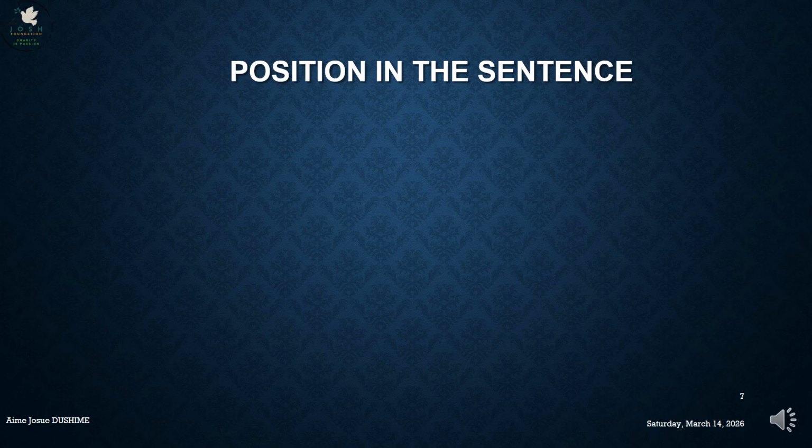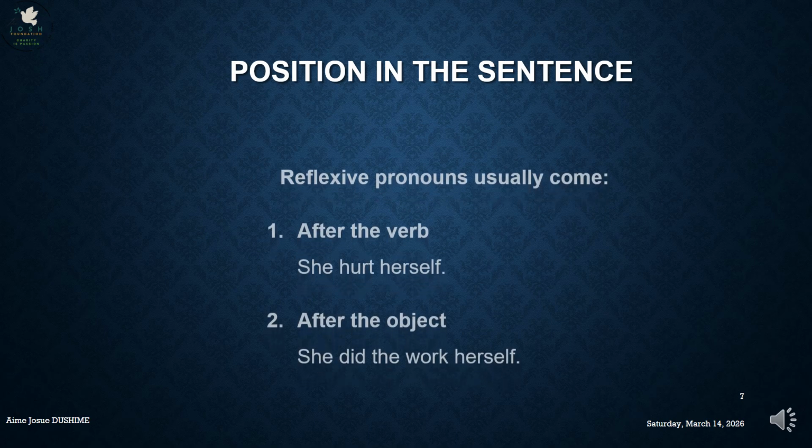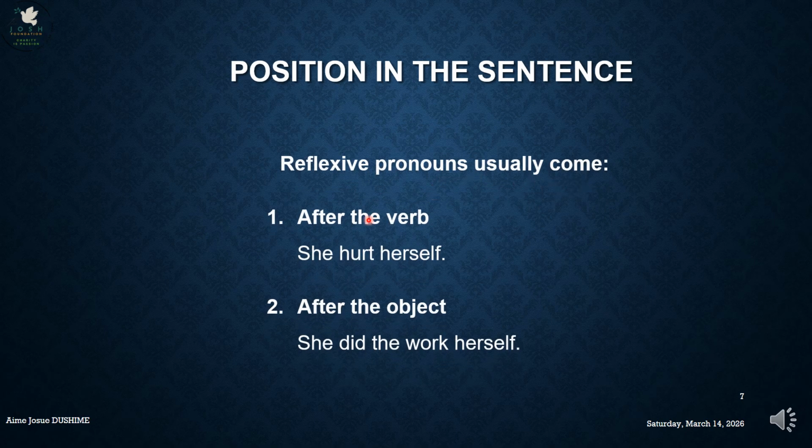Let's look at the position of these reflexive pronouns in a sentence. A reflexive pronoun comes after the verb or after the object. She hurt herself. Here it is after the verb to hurt. We can also use reflexive pronouns after the object. She did the work herself. You see, this is the subject, this is the verb to do, this is the object, the work, and then we put the reflexive pronoun, which is herself. Simply, we have two uses. It can come after the verb or after the object. That's something we need to know.